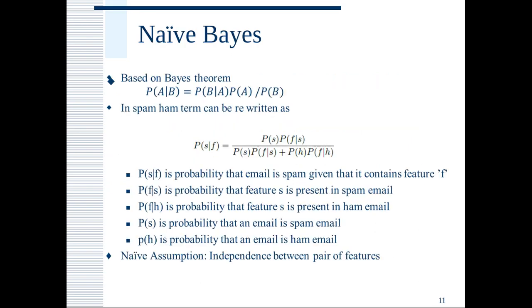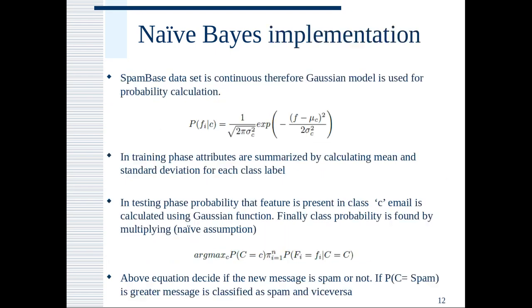Naive Bayes is the first algorithm that I have implemented. Naive Bayes belongs to a family of probabilistic classifiers that are based on Bayes' theorem. The naive assumption is that pairs of features are independent and do not affect each other. This is the formula for naive Bayes, and here P(S|F) indicates the probability that the email is spam given that it contains a feature F.